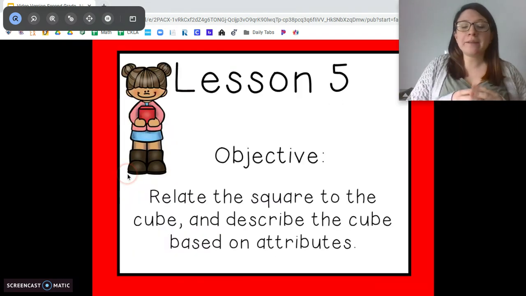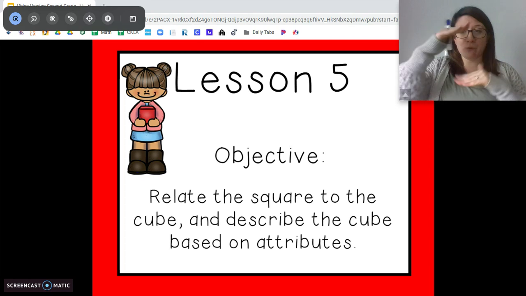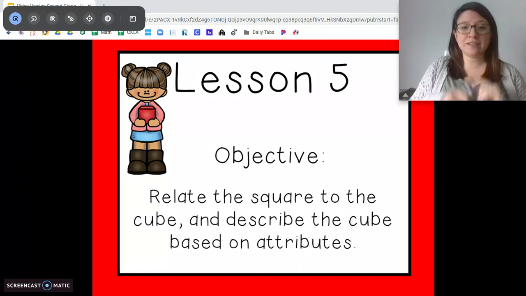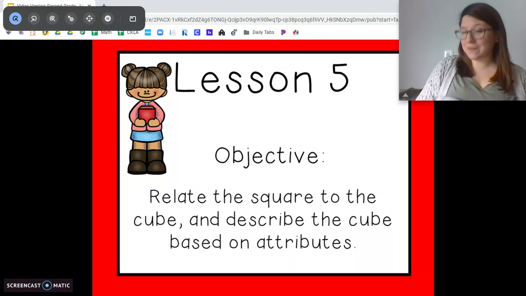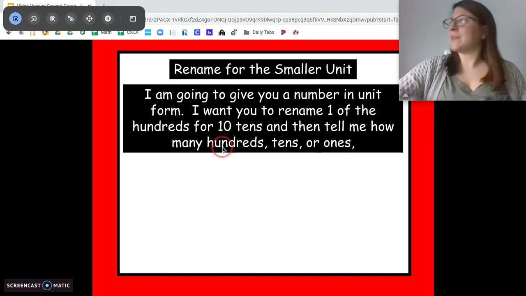All right, our objective today is going to be to relate a square that we learned about yesterday. Remember, 4 equal sides, to a cube. Cube is a little bit different, so we'll go over that in a little bit.